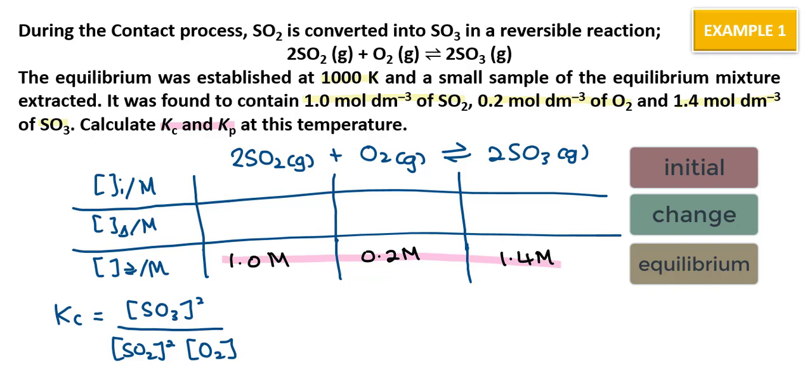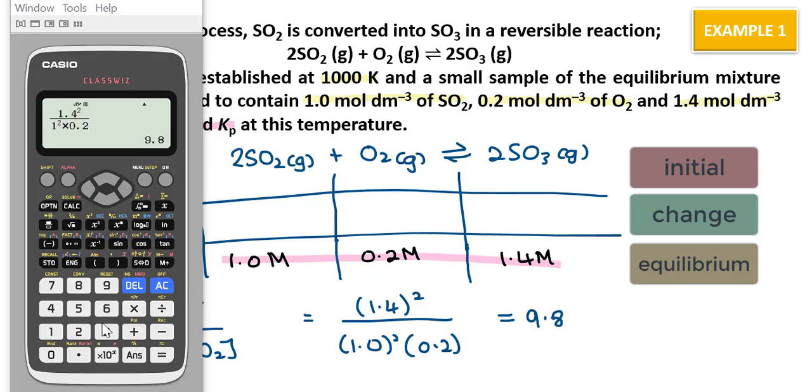Alright, so substitute the value. We have 1.4 molar to the power of 2 divided by 1.0 molar to the power of 2 and 0.2 molar to the power of 1. And press your calculator, you will get 9.8.